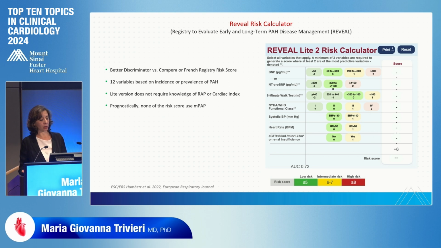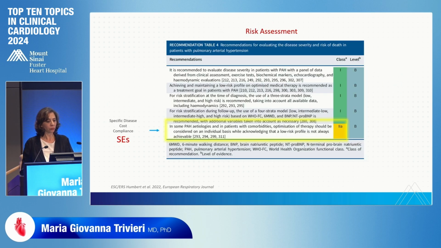And the other risk score that we can use is called the REVEAL risk score. It was published by Dr. Benza's group, and it looks at the REVEAL registry, and it takes into consideration a variety of factors, and then comes up with the score. And again, the score just defines the patient as belonging to a low, intermediate, or high-risk category.